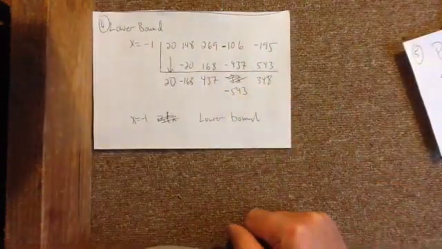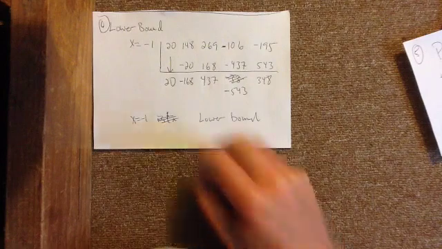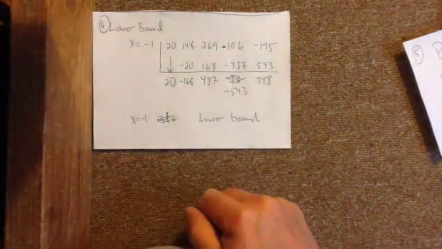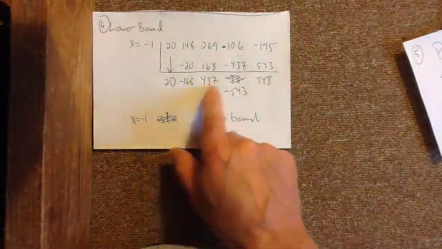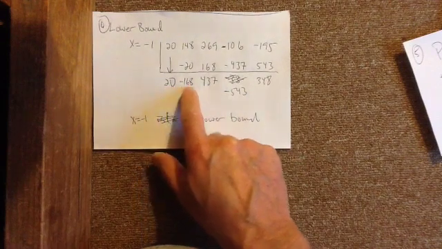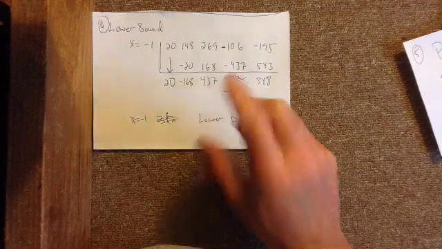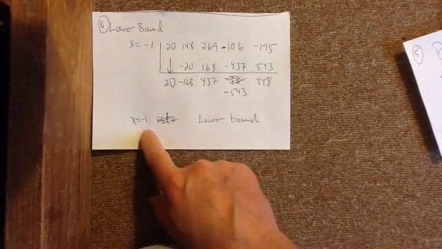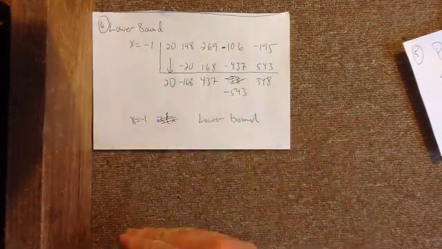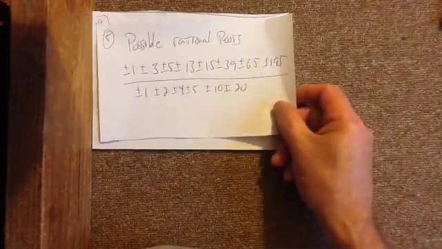I decided to pick an easy number like -1, and I ran my synthetic division on it, and notice what happens with that last line. It's alternating, changing from positive to negative, negative to positive. So that tells me that -1 is indeed a lower bound. I do not have to test any numbers smaller than -1.